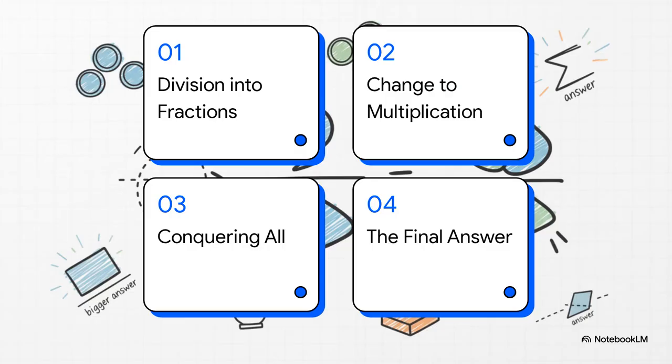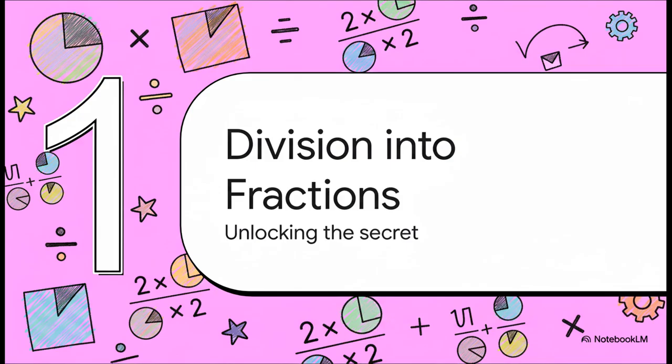So, here's our game plan. First up, we're going to see how any division problem is really just a fraction in disguise. Then, we'll learn the single most important trick in the book, turning division into multiplication. After we've put that skill to the test, we'll circle right back to our opening puzzle and knock it out of the park.